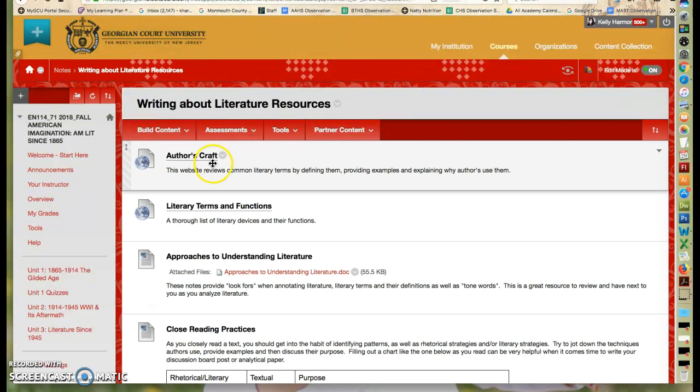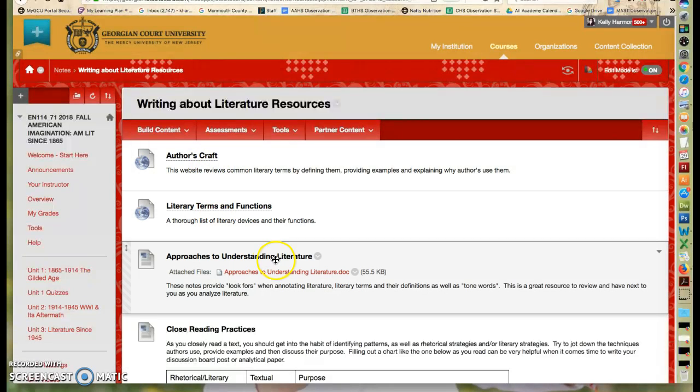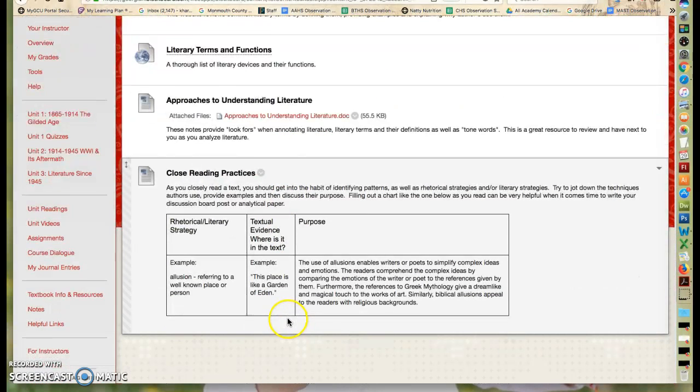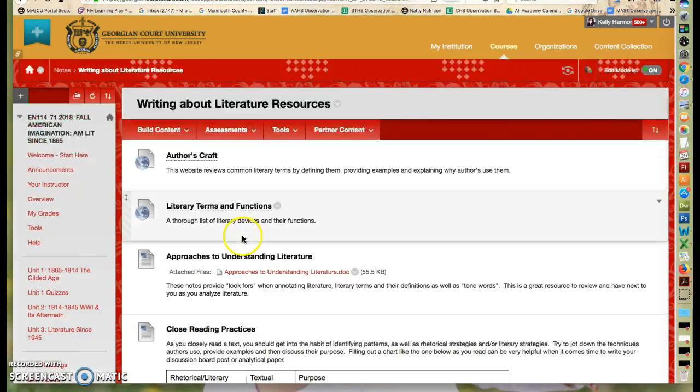And you'll see some websites. Then you'll see a note sheet that I'll show you in a second. And then you're going to see basically a table that I created that I think will help you as you annotate and analyze literature moving forward. So let's go back up here.